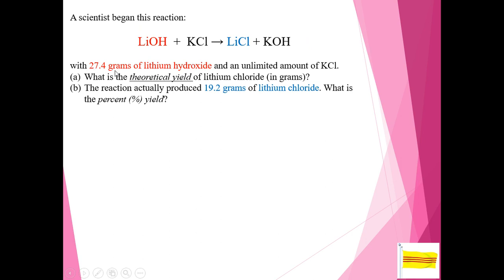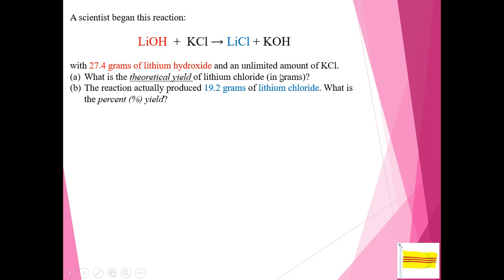You're given 27.4 grams of lithium hydroxide, which I color coded in red there in the equation. And then it says here there's an unlimited amount of potassium chloride. What that means is that there's an excess amount of potassium chloride, enough that you don't have to worry about it. Again, in reactions, the limiting reagent is what dictates the product side. So in this case, it's essentially saying lithium hydroxide is your limiting reagent. All right. So part A asks us for the theoretical yield, and then part B asks us for the percent yield. So I'll show you how to attack part A and B now.